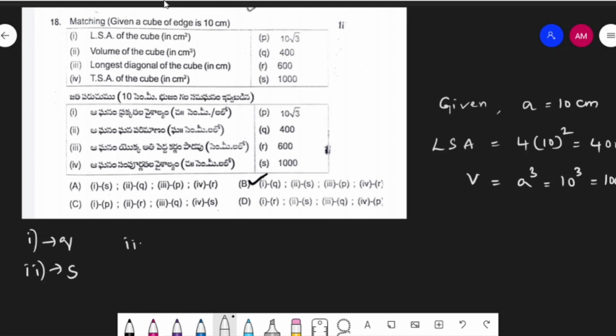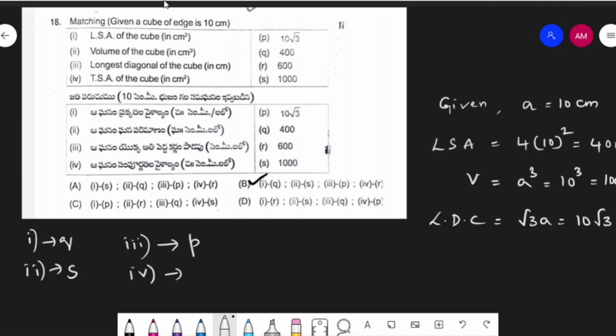So what about the third one? Longest diagonal of the cube. Longest diagonal of the cube is equal to root 3 a. So 10 into root 3 centimeters. So where's the option? B. So the third one is matched to P.